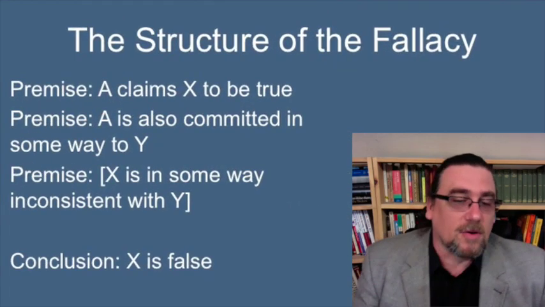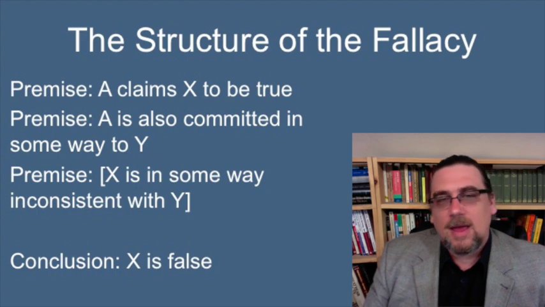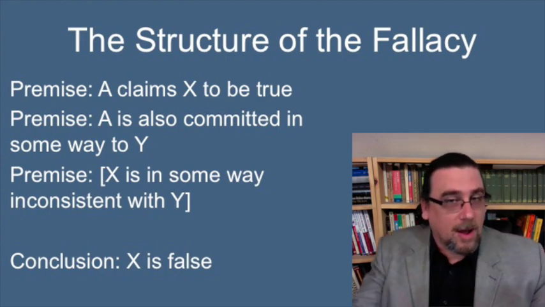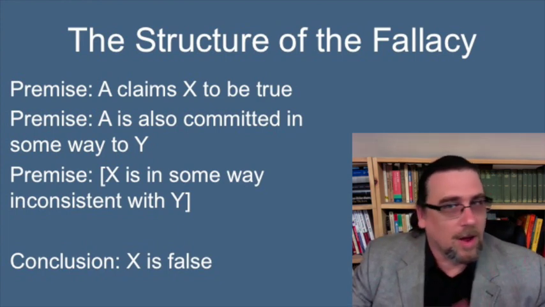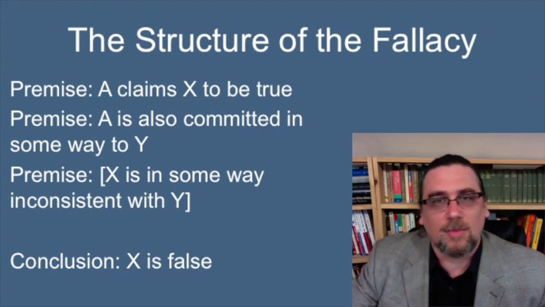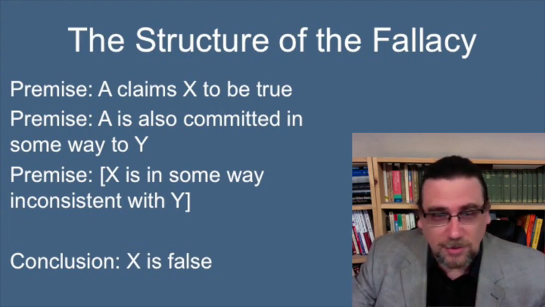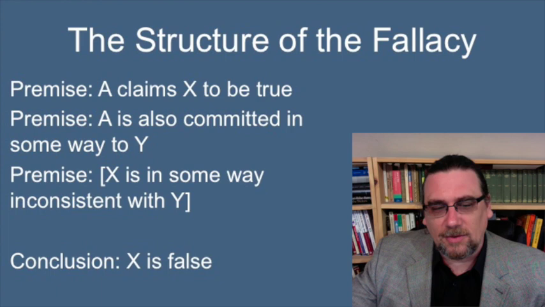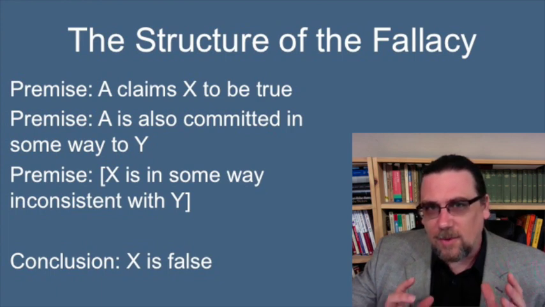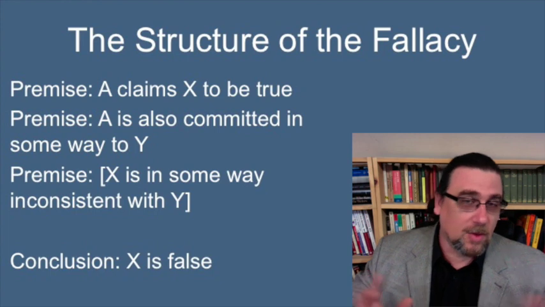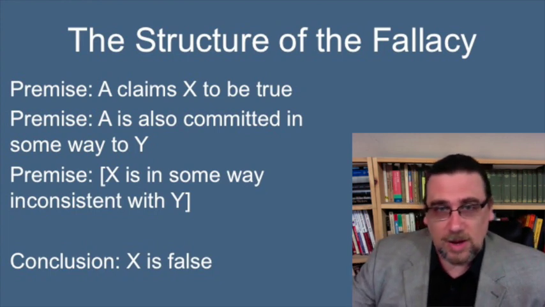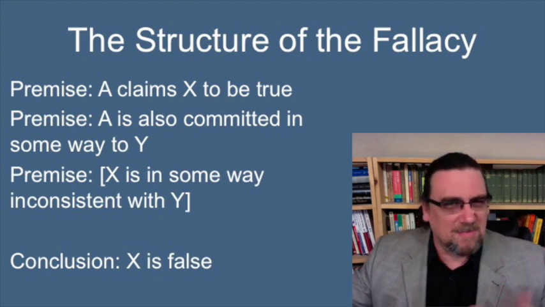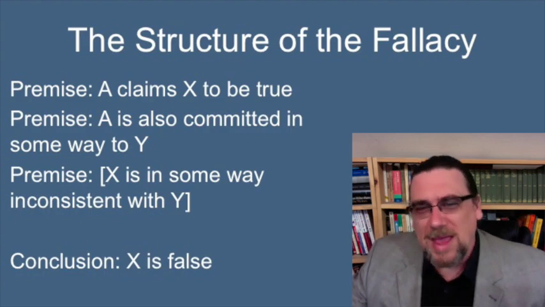Now, if we look at the structure of this, it's not a very complicated fallacy. A is claiming something to be true. We'll call it X. And A is also being pointed out as in some way committed to Y. Y could be an action, Y could be some other belief, Y could be some stupid thing that the person said 20 years ago. And the hidden premise is that X is in some way inconsistent with Y, so that therefore X must be false. And if we look at it in this way, we can see that this is not particularly good reasoning. It's not going to be a valid deductive argument. It's not even really a particularly good inductive argument if we try to weaken it a bit.